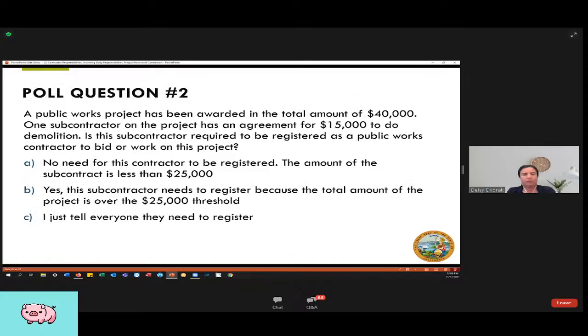Next, I believe we have a question coming up. Okay, so a public works project has been awarded in the total amount of $40,000. One subcontractor on the project has an agreement for $15,000 to do demolition. Is this subcontractor required to be registered as a public works contractor to bid or work on this project? You have 3 options. A, no need for this contractor to be registered. The amount of the subcontract is less than $25,000. B, yes, the subcontractor needs to register because the total amount of the project is over the $25,000 threshold. And C, I just tell everyone that they need to register. So I'll give you a few seconds.